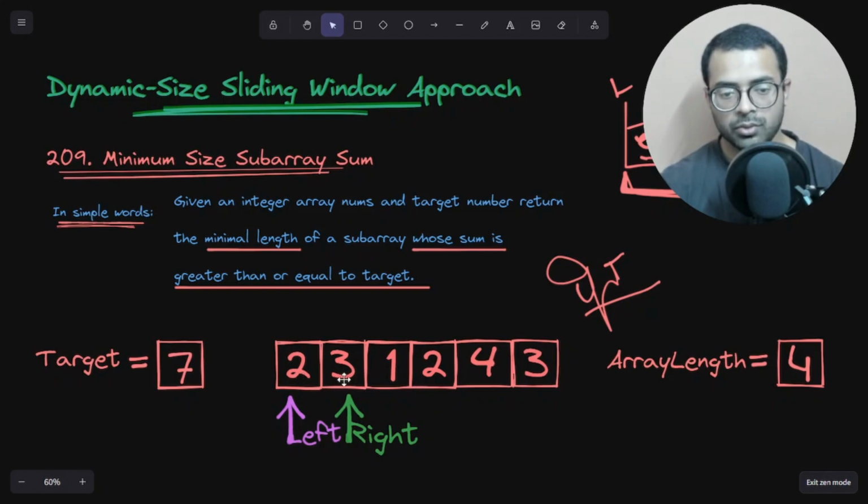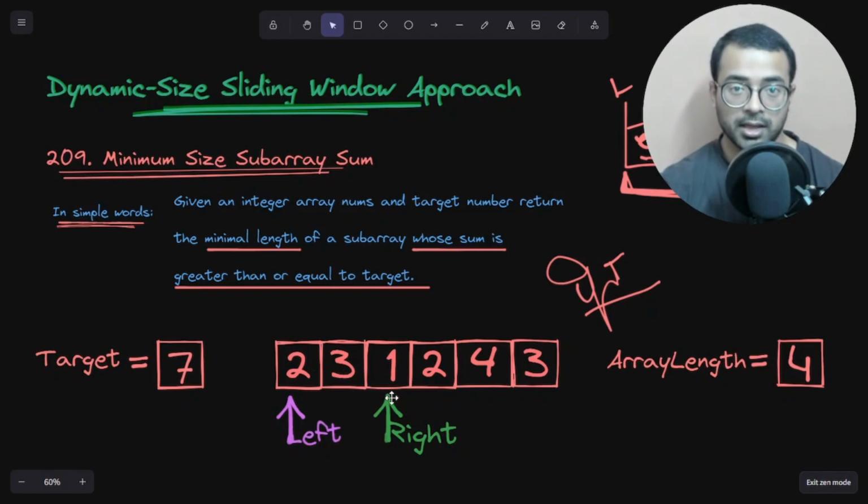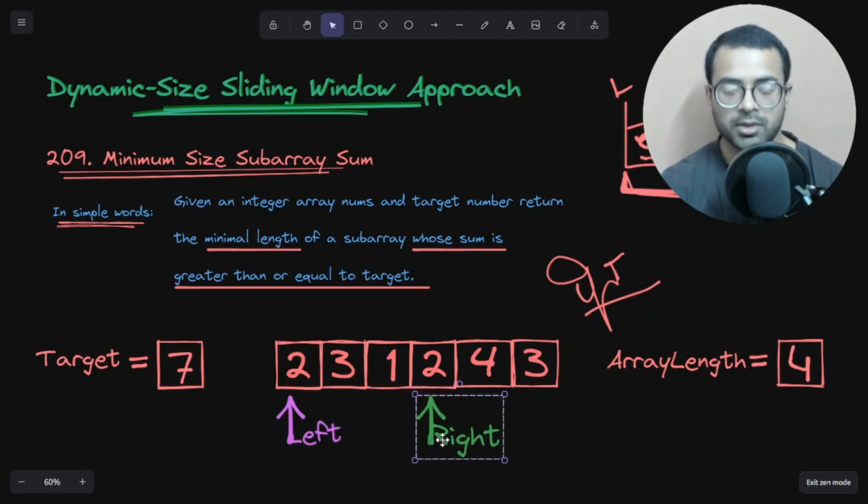Now the sum will become 2 plus 3, 5. Again it is less than 7, so we'll move one step forward. 5 plus 1, now it will become 6. Again it is less than 7, so it will move one step forward. 6 plus 2, 8.